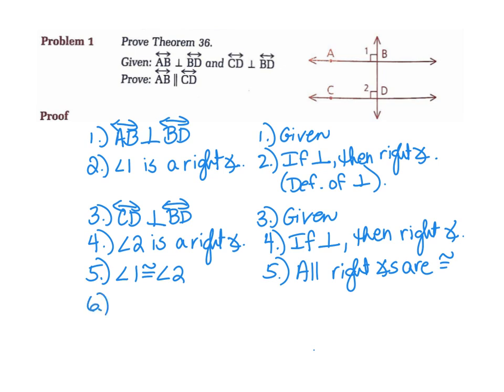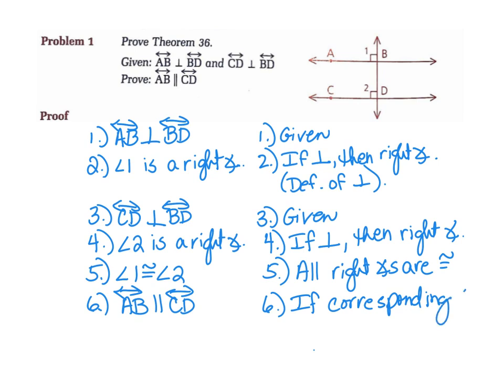And then finally, I'm ready to prove that my lines are parallel. AB is parallel to CD. And my reason here is if corresponding angles are congruent, then lines are parallel.